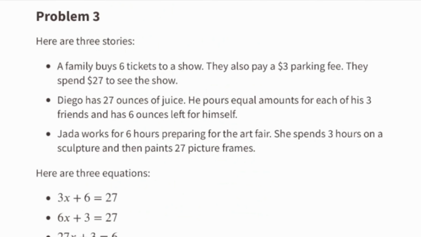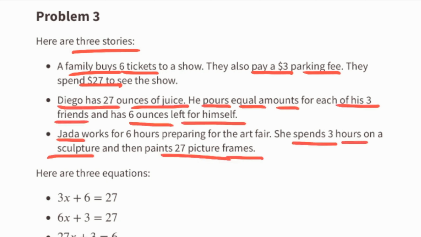Problem number 3. Here are 3 stories. A family buys 6 tickets to a show. They also pay a $3 parking fee. They spend $27 to see the show. Diego has 27 ounces of juice. He pours equal amounts for each of his 3 friends and has 6 ounces left over for himself. Jada works for 6 hours preparing for the art fair. She spends 3 hours on a sculpture and then paints 27 picture frames.